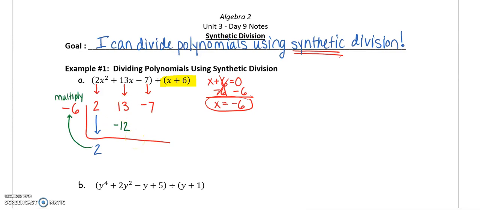Okay, and then from here, normally when we have numbers on top of each other, do you remember what operation we do? Well, normally we add. So that's exactly what we're going to do here. We'll do 13 plus negative 12. That's positive 1. And there's the second number in our answer.